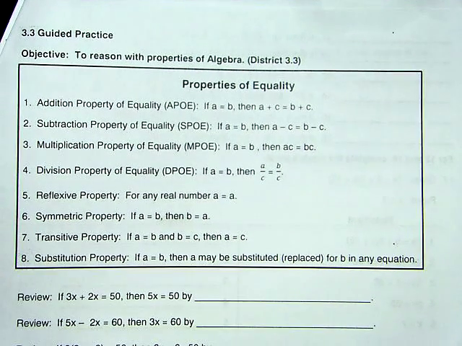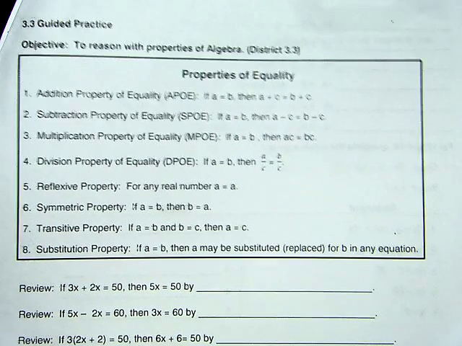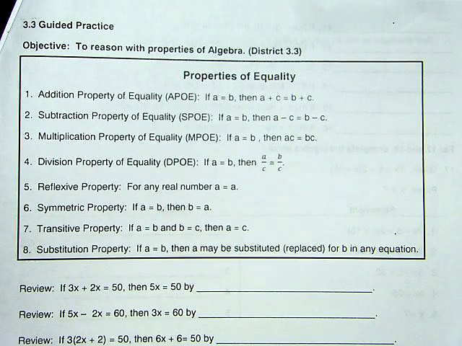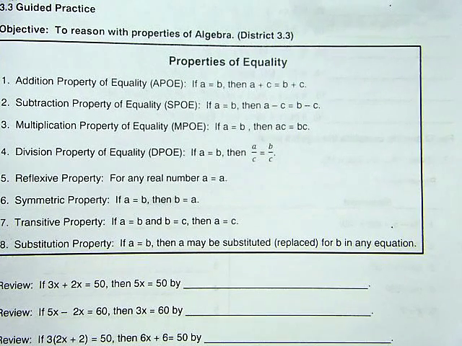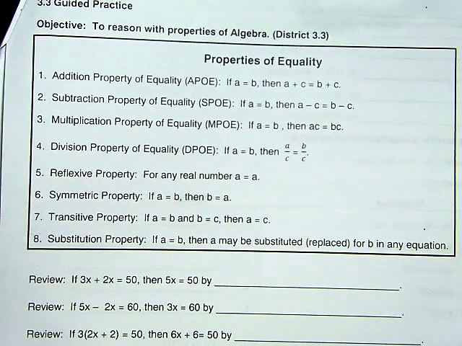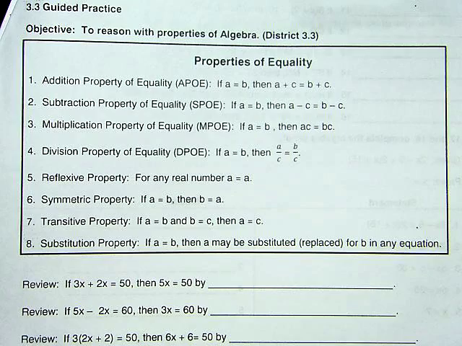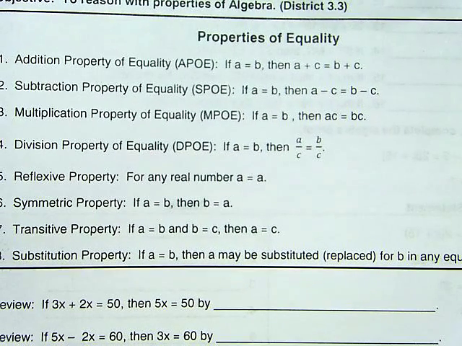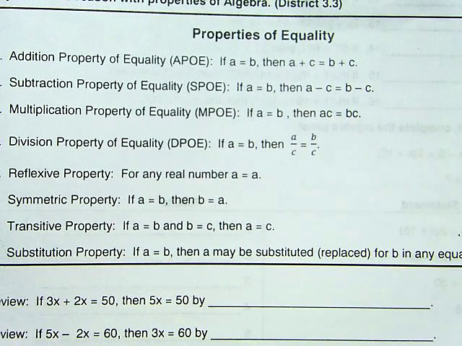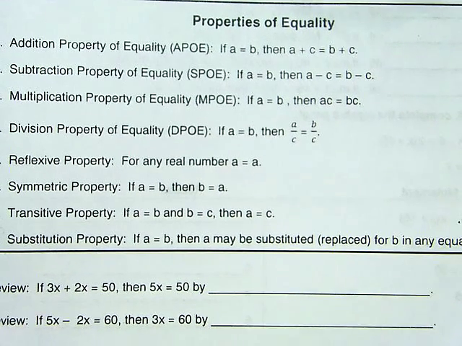3.3 guided practice. The objective of 3.3 guided practice is to reason with the properties of algebra. So, you know this already. Much of this section is a review. You've seen the properties of equality before in Algebra 1 and even before that. But we give them very specific names here, so it's worth repeating.